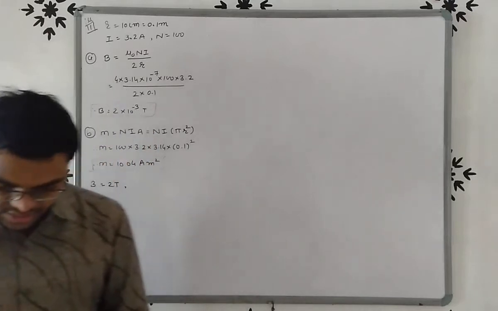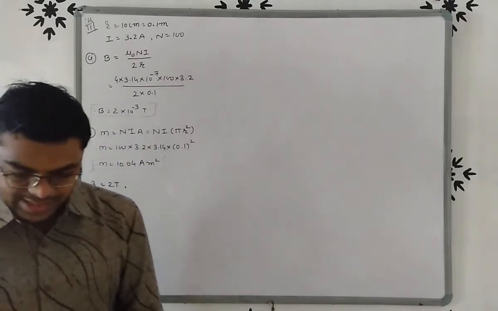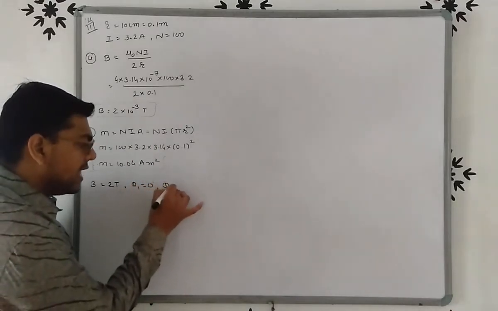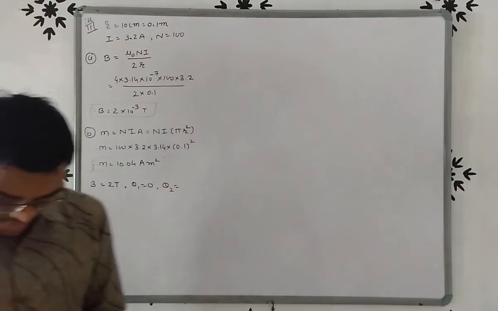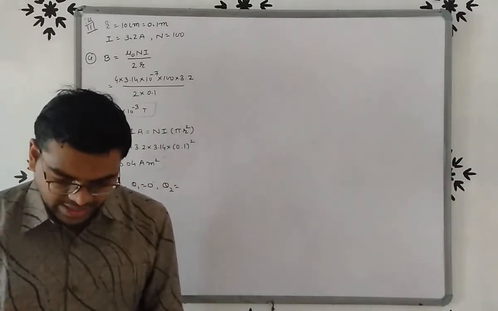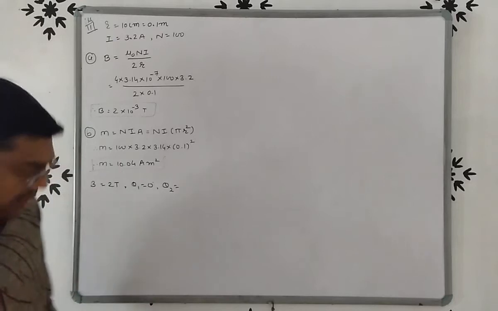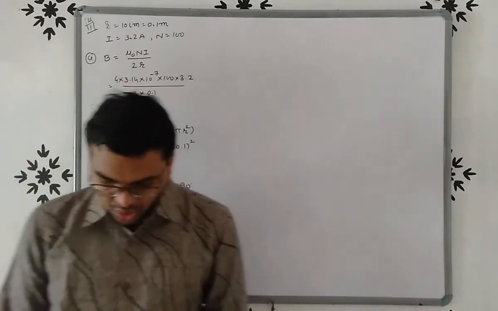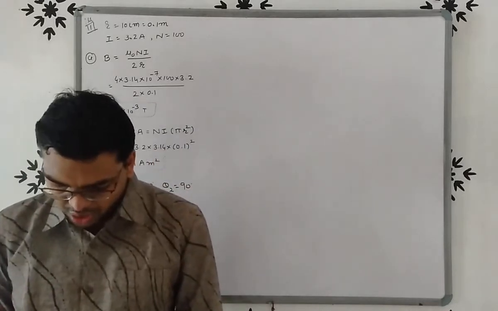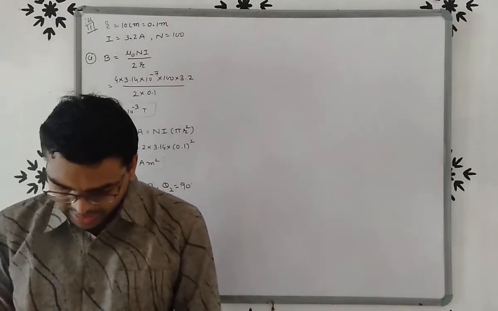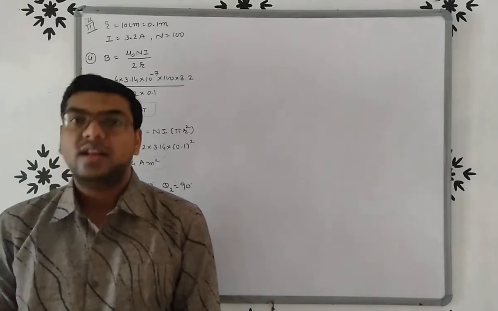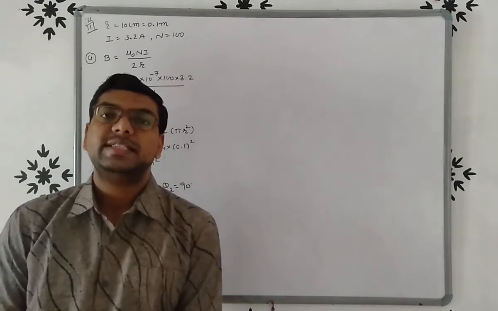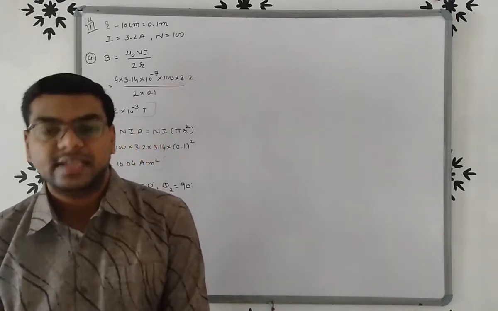So here in the first case, the coil is in the direction of the field, so theta 1 is equal to 0 degree. And in the second case, the coil rotates through an angle of 90 degree under the influence of the magnetic field, so theta 2 is 90 degree. So what is the magnitude of torque on the coil in the initial and final position? We have to find out the torque in the initial condition and in the final condition, right?